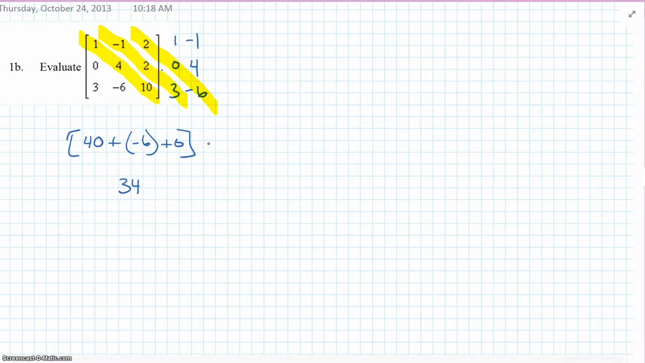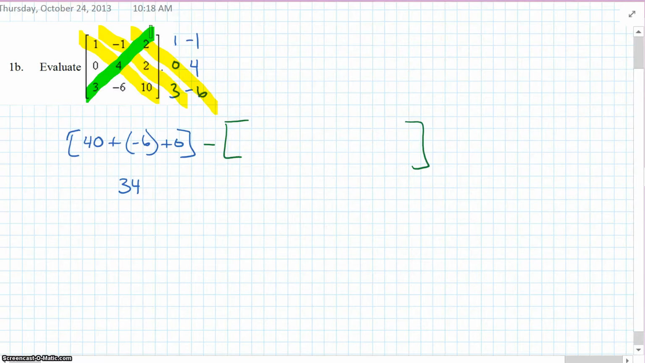And we know we're going to subtract the sum of the products of the diagonals going up and to the right. So what is 3 times 4 times 2? 24, I believe.